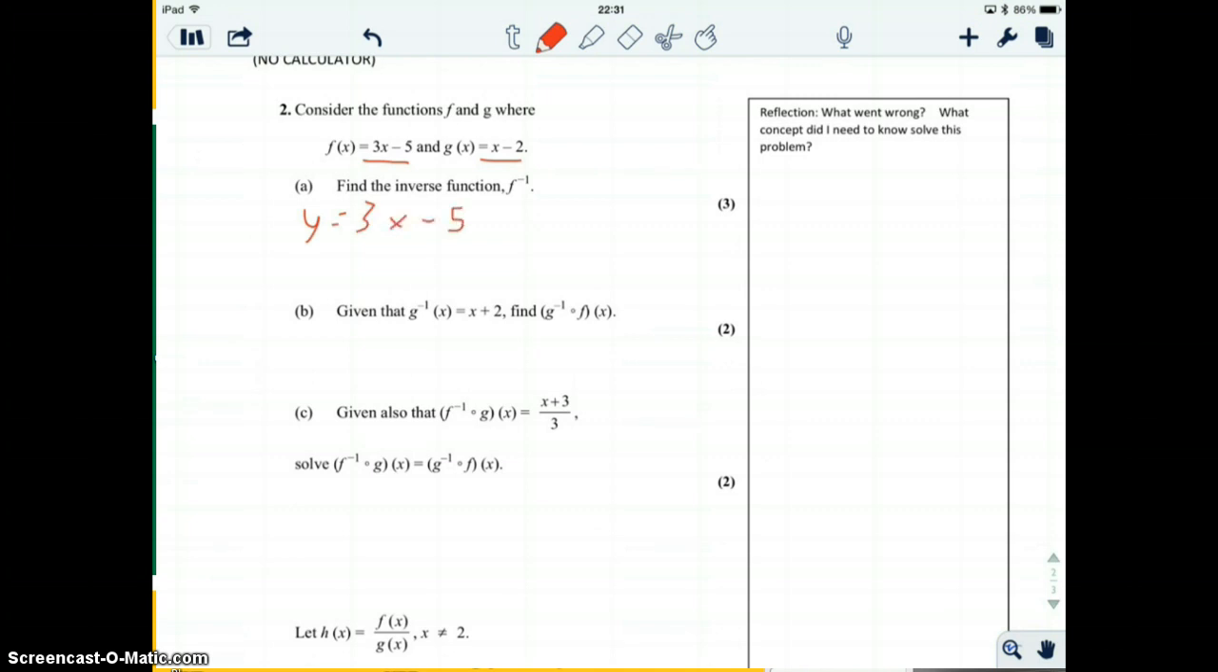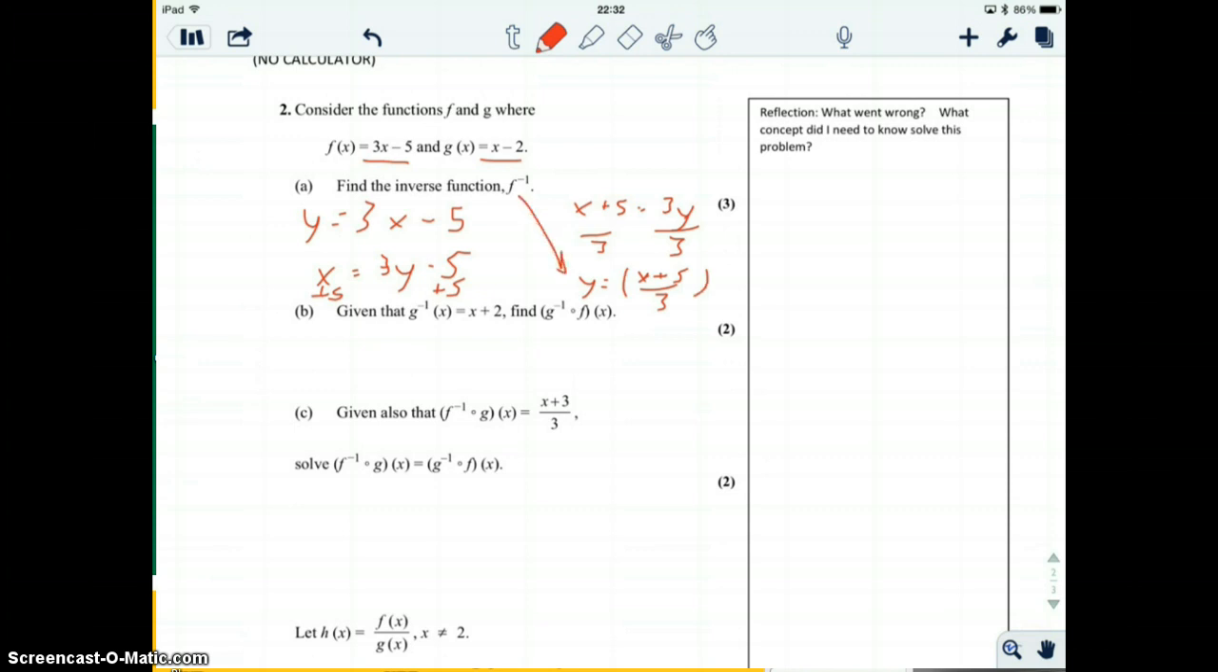Okay, so these are easy, right? We're going to switch this, 3y minus... and then we're going to add 5 to both sides. Add 5, and then we're going to have x plus 5 equals 3y. Then we're going to divide both sides by 3. y equals (x plus 5) divided by 3. Okay, so that's the inverse function, f inverse.